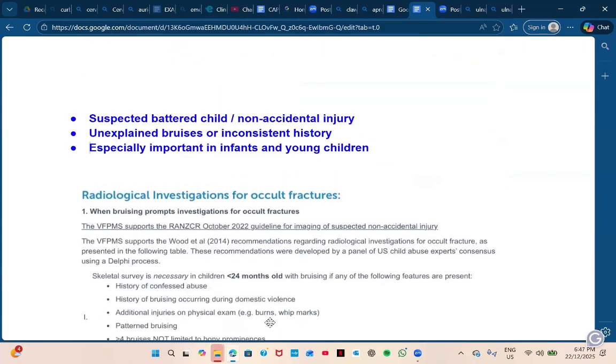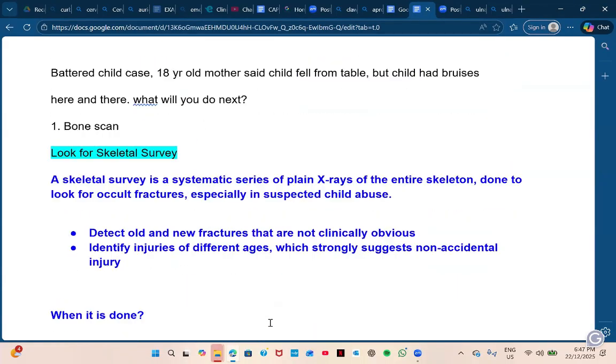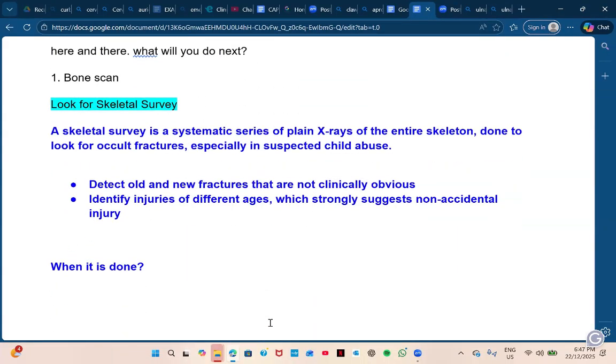So, what is a skeletal survey? Who can tell me what it is? It is a systematic series of plain X-rays of the entire skeleton, done to look for occult fractures, especially in suspected child abuse, to detect old and new fractures that are not clinically obvious, and identify injuries of different ages, which strongly suggests non-accidental injury.